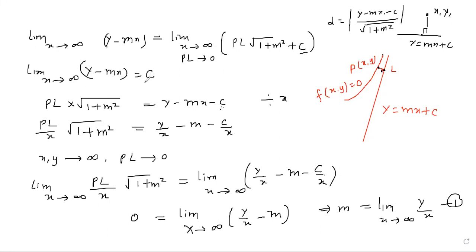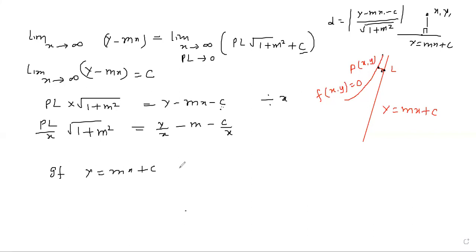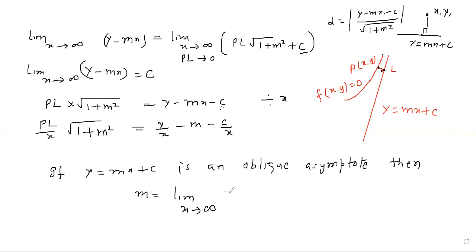So we have got the condition that if y equals mx plus c is an oblique asymptote, then m equals limit x tends to infinity y upon x, and c equals limit x tends to infinity y minus mx. Let's understand it through an example.